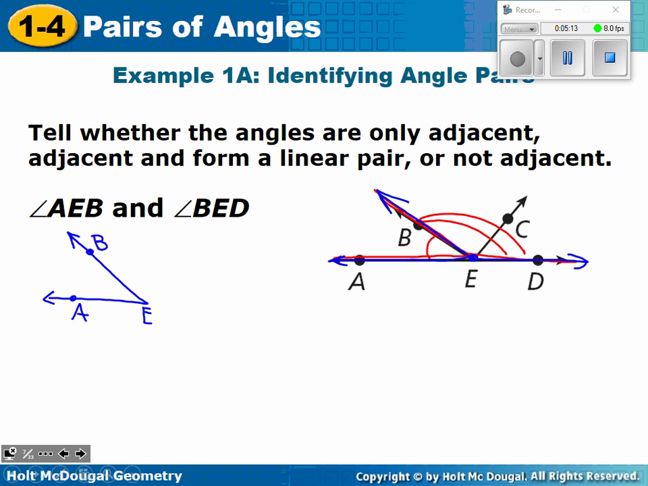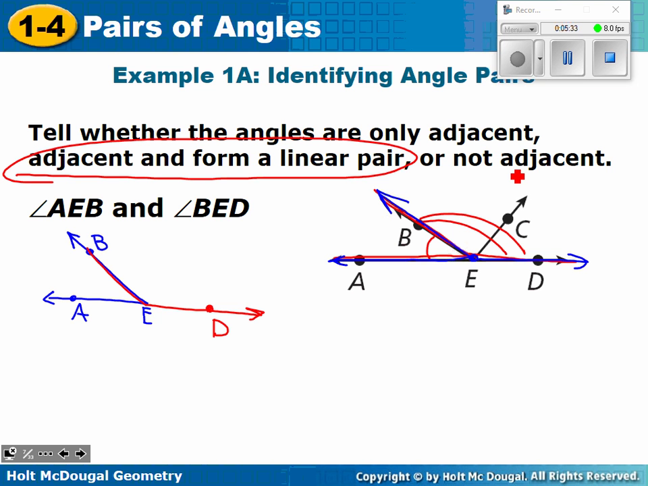And then the next angle they said to look at was BED. So if it helps you, redraw them and separate the stuff that you don't even need in the picture. Are those two angles adjacent? Yes, they have a common vertex, a common side. And do they form a straight line? Yes, they do. So they are adjacent and they form a linear pair.